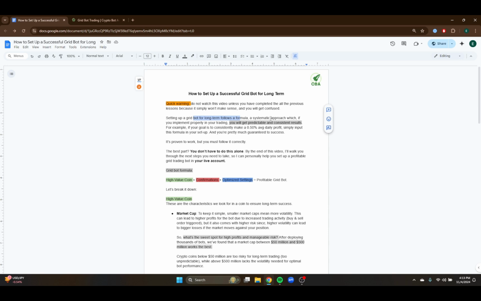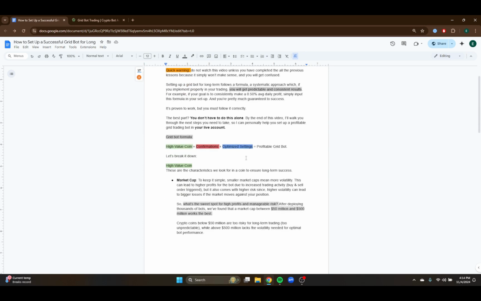Setting up a grid bot for the long term follows a formula. A systematic approach which, if you implement properly in your trading, you will get predictable and consistent results. For example, if your goal is to consistently make 0.5% a day in profit, you're going to implement this formula in your setup and you will know with certainty that that is how much bot profit the bot is going to be earning you every day. It's almost like a guaranteed success. And I know that's a big claim to make, but you will see how wonderfully this works.